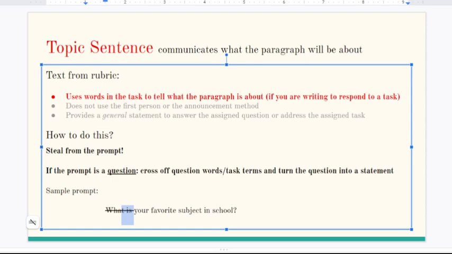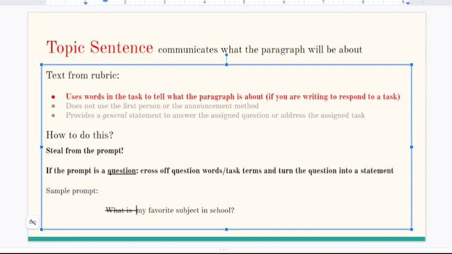Now, I know that I am answering this question, so I'm not going to say your, I'm going to say my. And if I change your to my, I have the beginnings of a great topic sentence here. My favorite subject in school is humanities, of course. And there I have my topic sentence. My favorite subject in school is humanities.